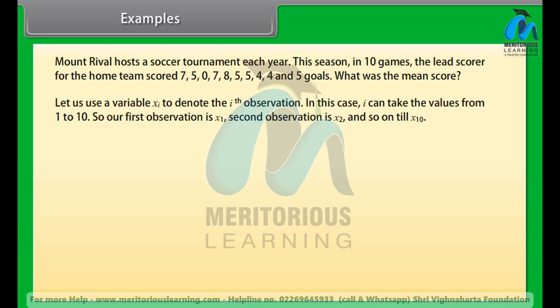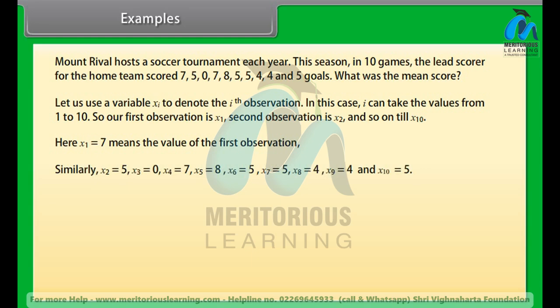Let us use a variable xi to denote the ith observation. In this case, i can take the values from 1 to 10. So, our first observation is x1, second observation is x2, and so on till x10. Here, x1 is equal to 7, meaning the value of the first observation. Similarly, x2 is equal to 5, x3 is equal to 0, x4 is 7, x5 is 8, x6 is 5, x7 is 5, x8 is 4, x9 is 4, and x10 is 5.